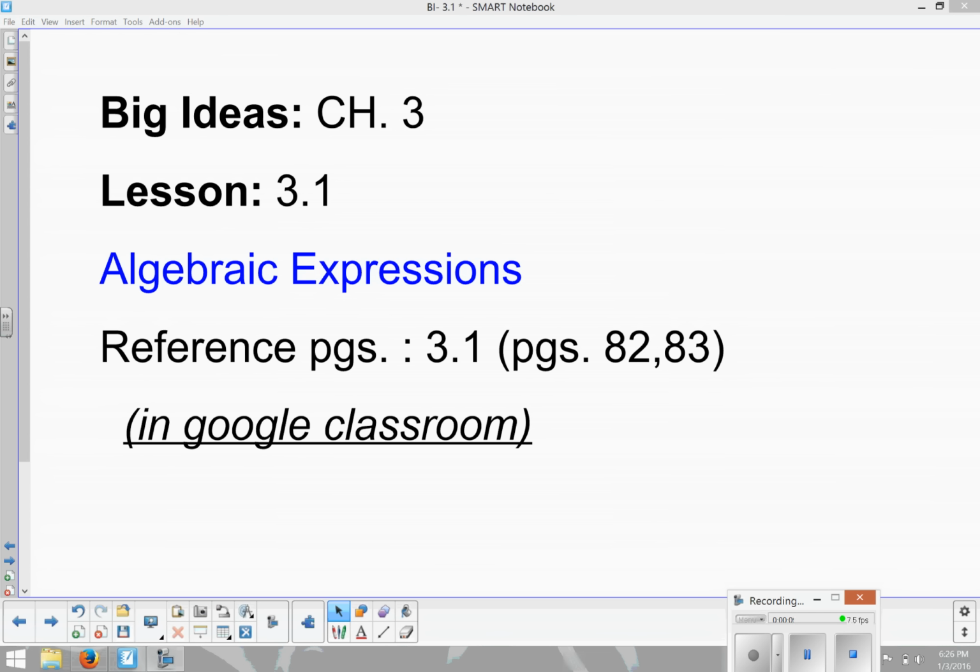Reference pages to this lesson can be found in our Google Classroom, titled 3.1, pages 82 and 83. This is where you can find the textbook pages to the lesson that I'm covering today. As a reminder, if I am going too fast or something doesn't make sense in this video lesson, feel free to pause it and press play again. Let's go ahead and continue.